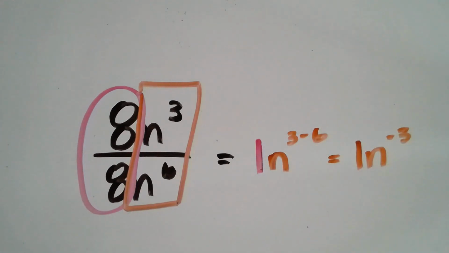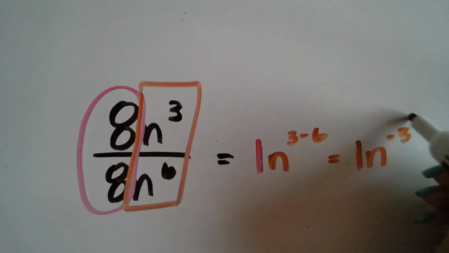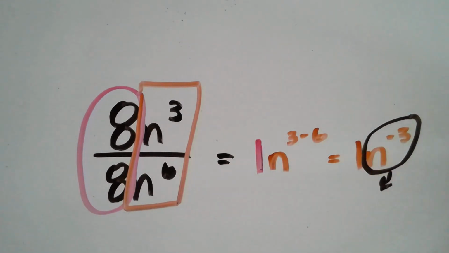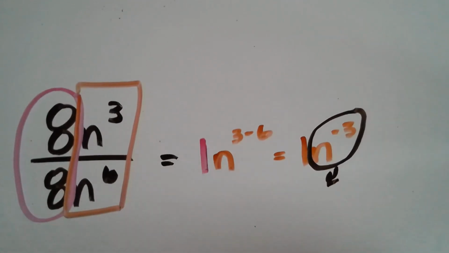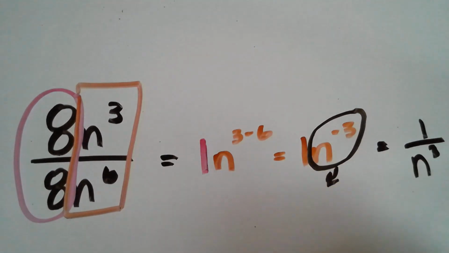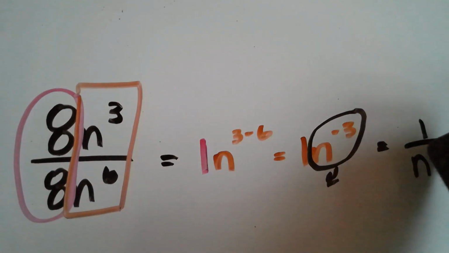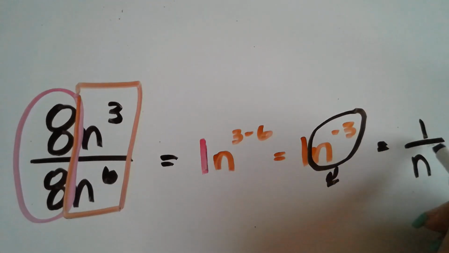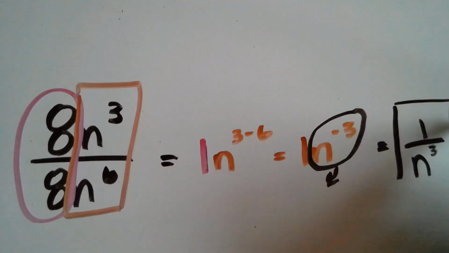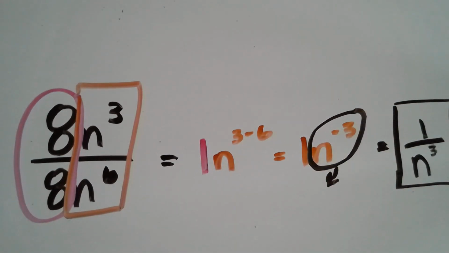Do I like this negative? No, I don't. So I know I'm going to have to move this to the denominator. So our final answer would end up being 1 over n to the third. Let me fix that 3 right here so it's clear. n to the third. Okay, and there is your answer.